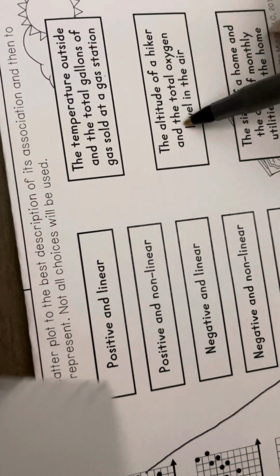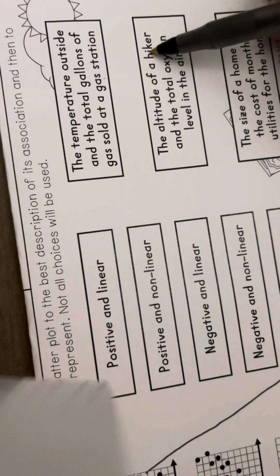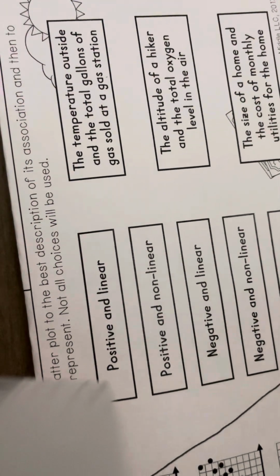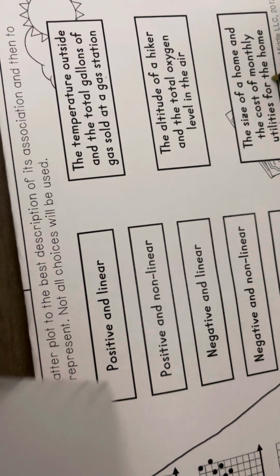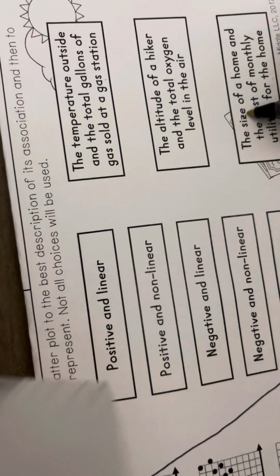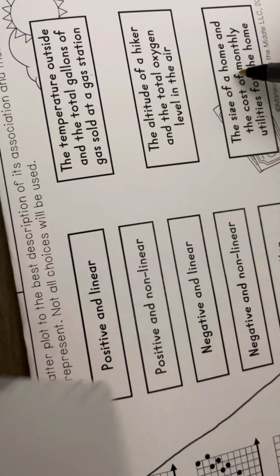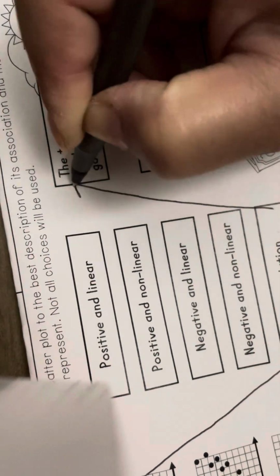The altitude of a hiker and the total oxygen level in the air. The higher you go up a mountain and the oxygen level in the air. Yeah, those are related, okay? The size of a home and the cost of the monthly utilities of the home. So the bigger the home, the more electricity you're going to pay, for your light bill, your electric bill, your aircon, right? Everything. So this does have a correlation. So it was these right here that did it.